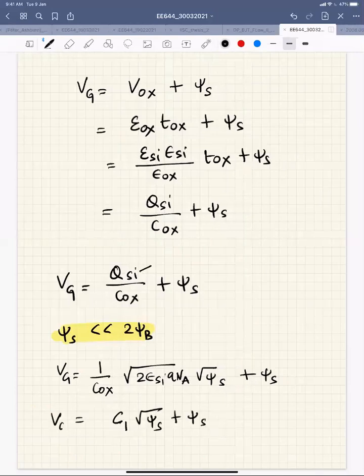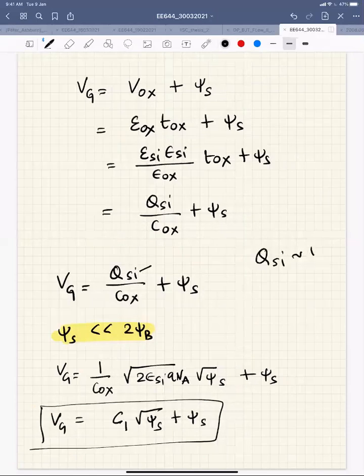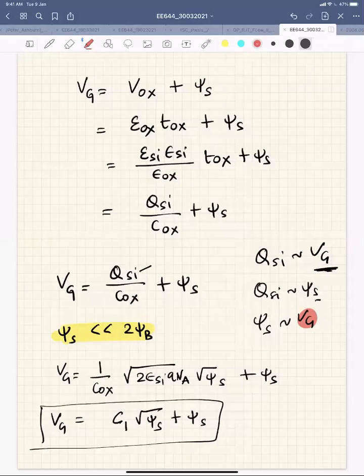So this is an equation that we want, because for the terminal characteristic, the current-voltage characteristic, you want a relation between Qsi and Vg, the gate voltage, because this is the voltage you are applying. But we know Qsi as a function of psi s. So we have to find psi s as a function of Vg. If you apply some gate voltage, you will find psi s, then you put it here and you'll find Qsi. Then you will have a relation between Qsi and Vg.